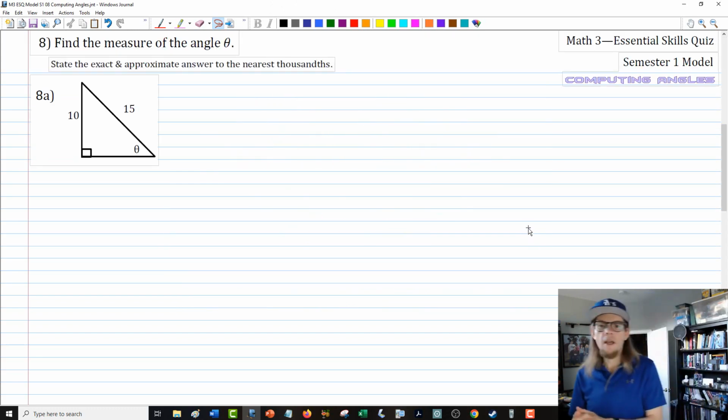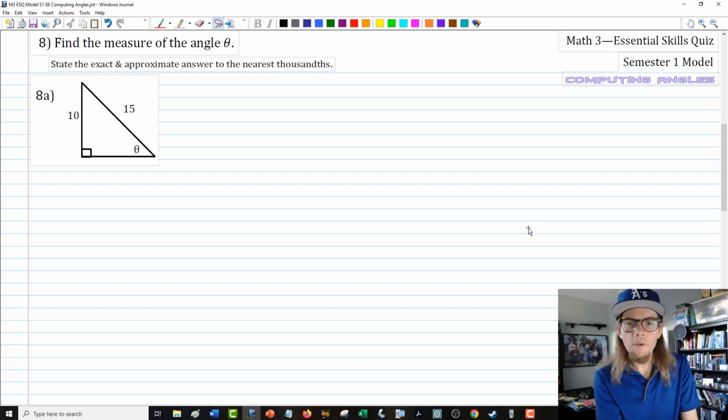So we're going to begin here with question number 8, and specifically 8a, and the instructions here are pretty relevant. They say to find the measure of the angle theta, and then they want us to state the exact and approximate answers for each to the nearest thousandth. So once again, there's two elements at play here. We've got to know how to express this thing and use what information we're provided in the triangle to actually find the expression, and then we also have to demonstrate that we can evaluate that expression in our calculators.